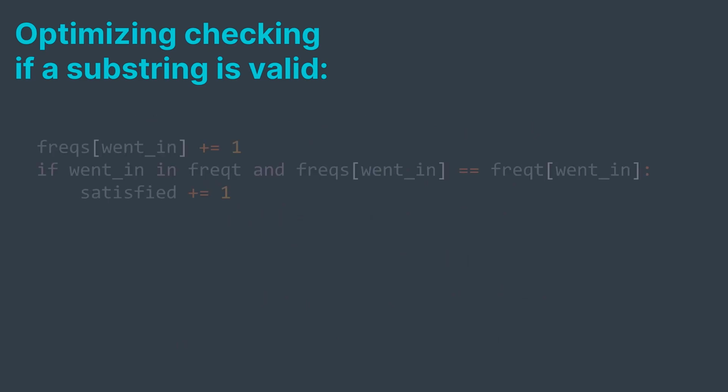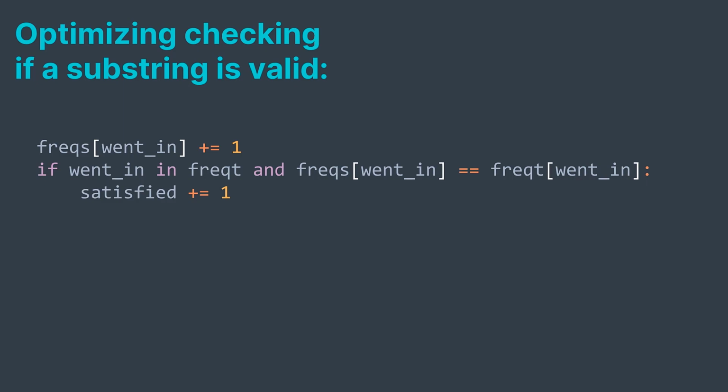To do so, after incrementing the number of occurrences of the character that went in, if it's in frac t and frac s of went in becomes equal to frac t of went in, it means that we didn't have enough occurrences of the character that went in, and now we do. So when a new condition is satisfied, we increment satisfied.